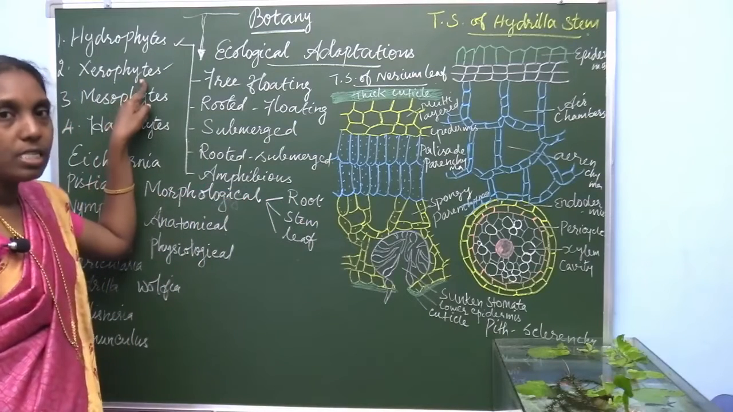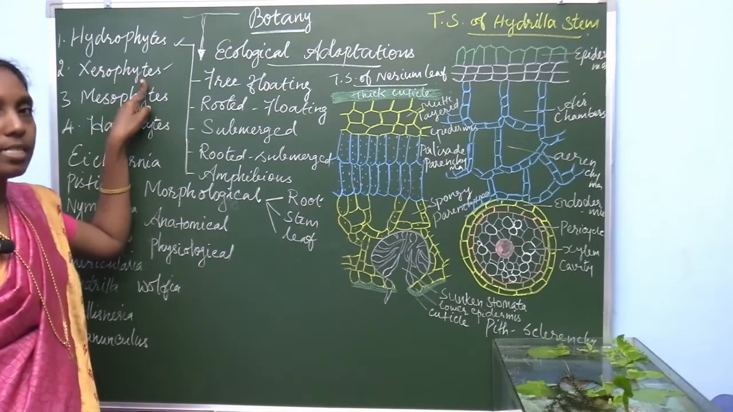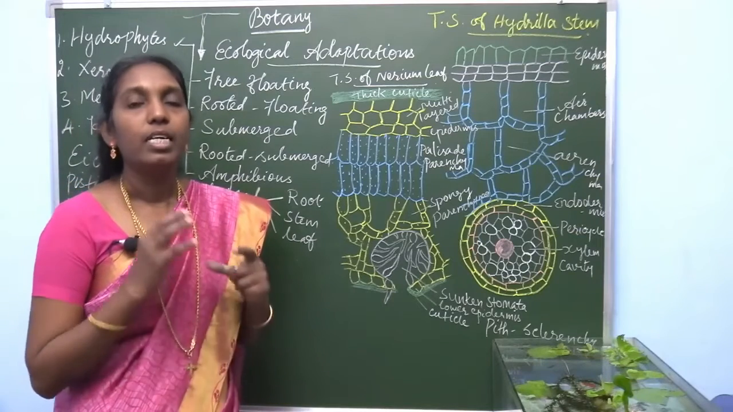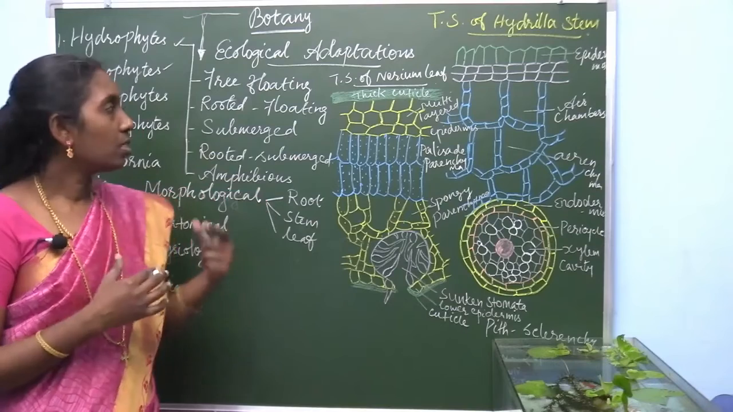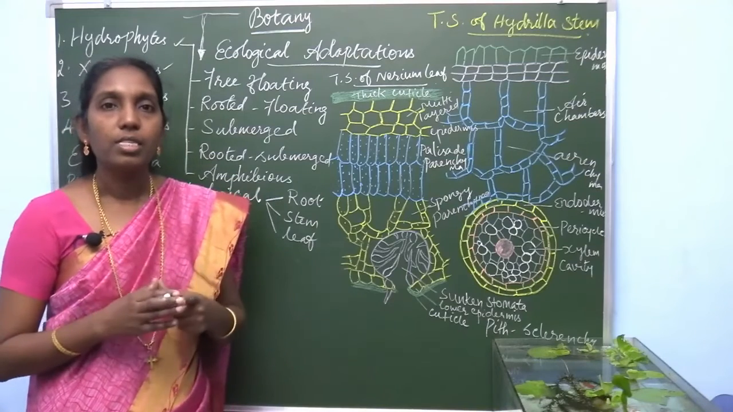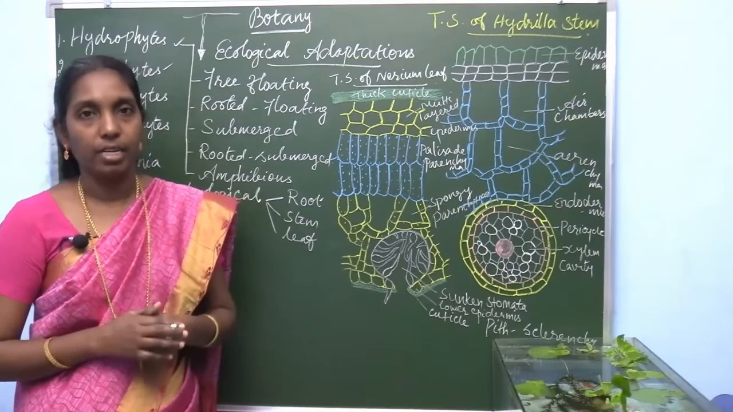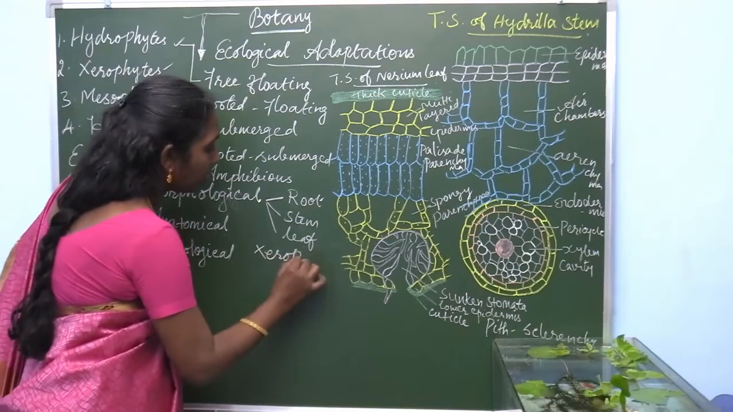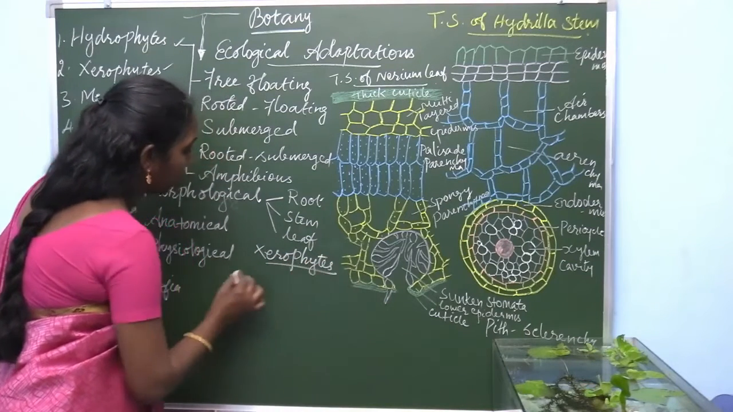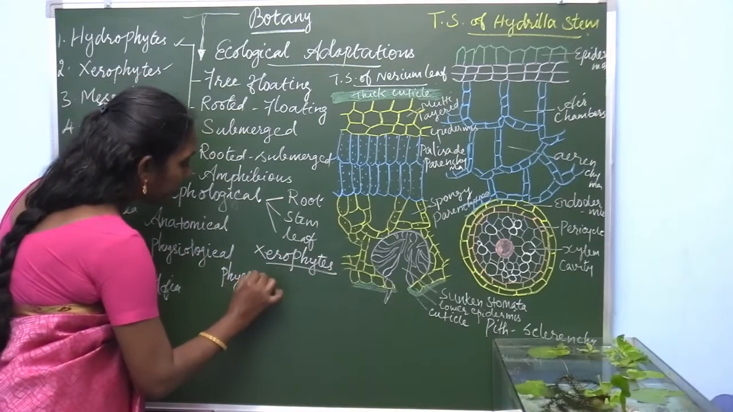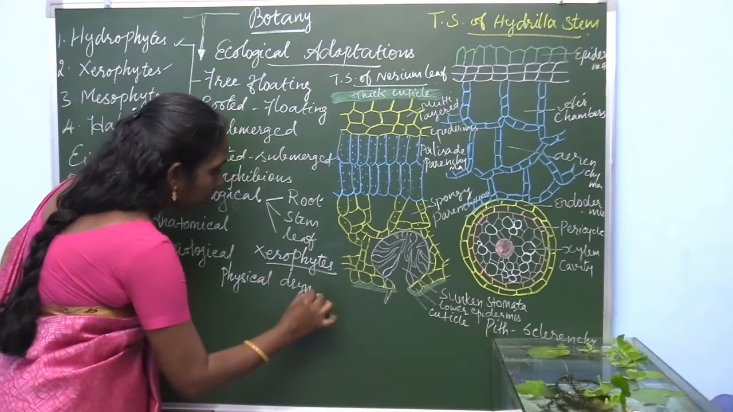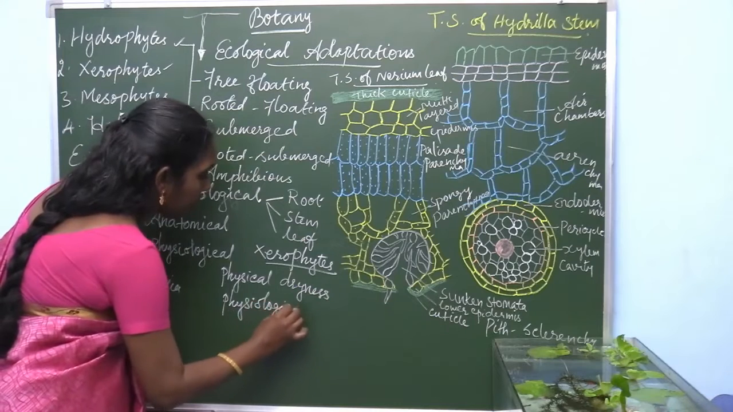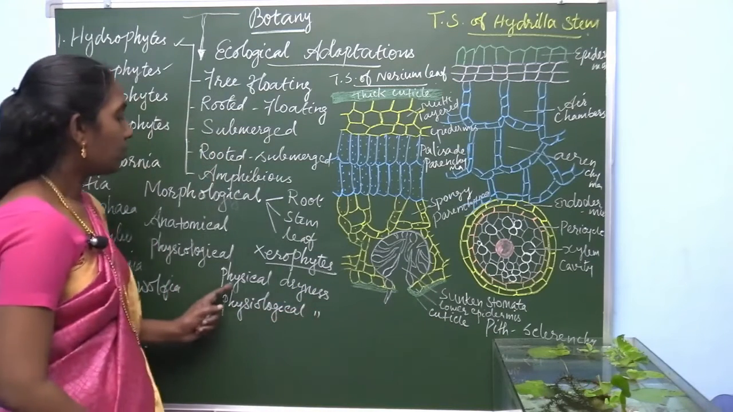Next classification is xerophytes. What are called xerophytes? The xerophytic plants live in dry conditions. Based on this dry condition, there are 2 different kinds of dryness: physical dryness and physiological dryness. What is physical dryness?